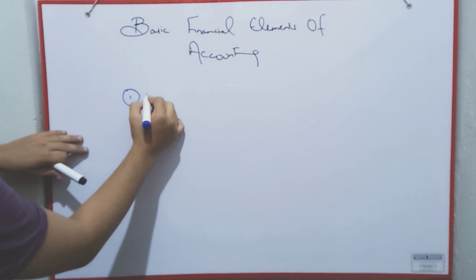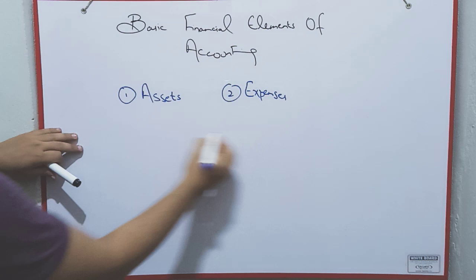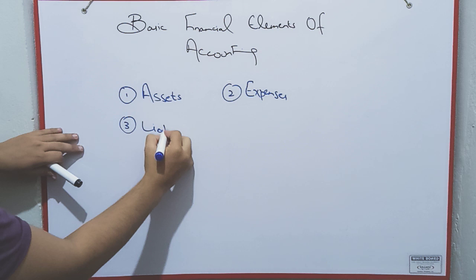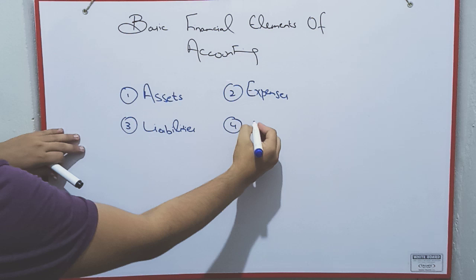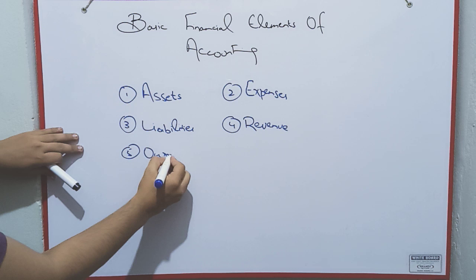assets, number second, expenses, number third, liabilities, number fourth, revenue, and number last, owners' equity.